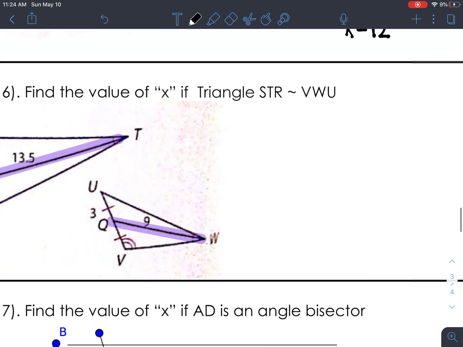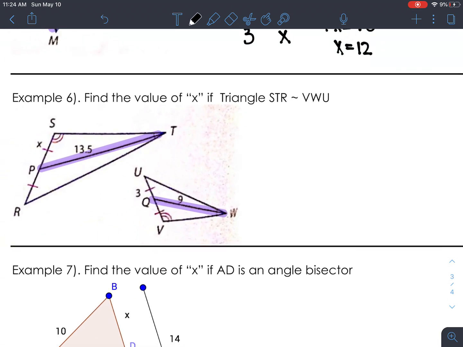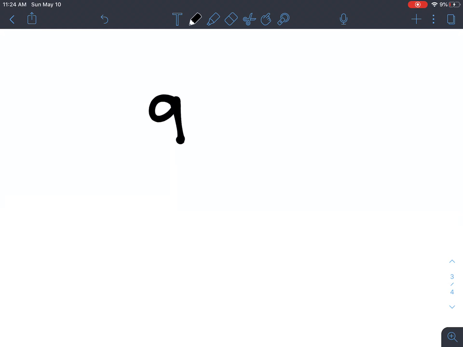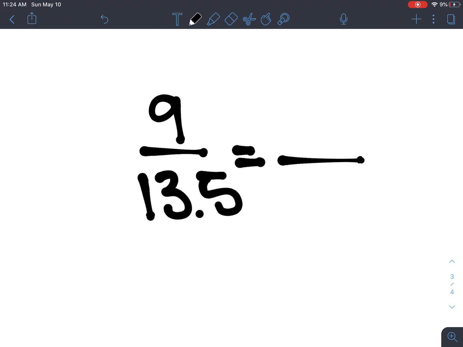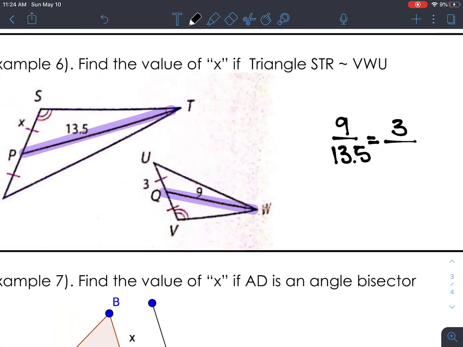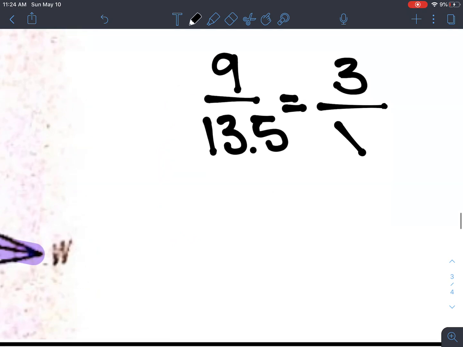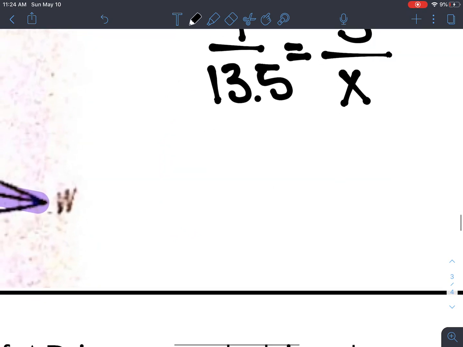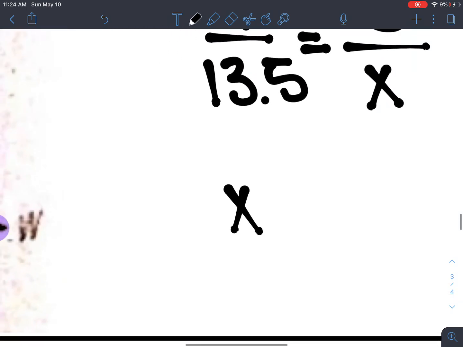So we're going to do, on this one, 9 over 13.5 equals, matching up the 3 with the 9 because they're in the same triangle, and then the x with the 13.5. If we cross multiply that and solve it, we're going to get x is equal to 4.5.